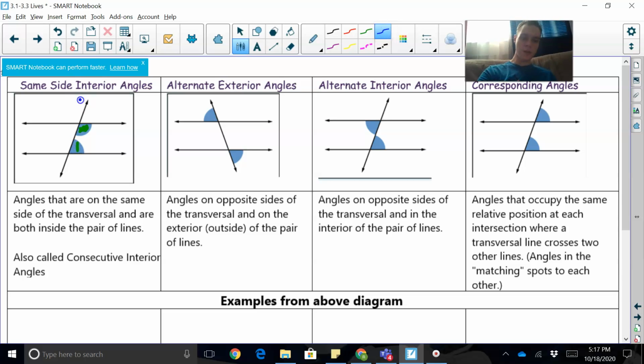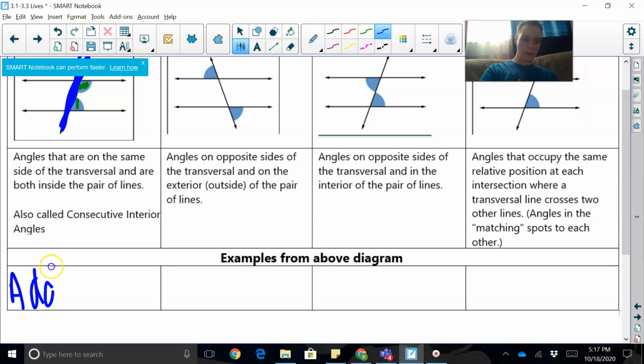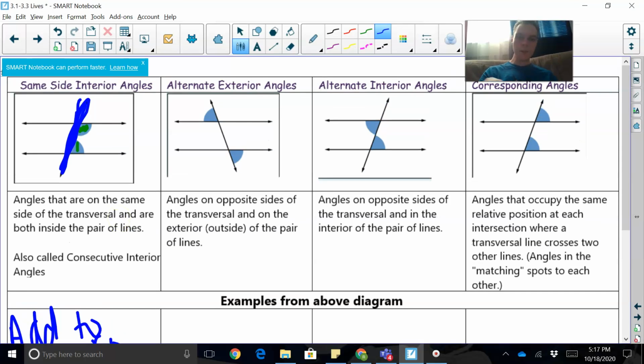Remember, if I have a transversal, here's a transversal, those angles are going to be supplementary. So I'm just going to add 180 here. Those are supplementary, and sometimes they're referred to as consecutive interior. I will always call them same side interior though. I go with same side, not consecutive.